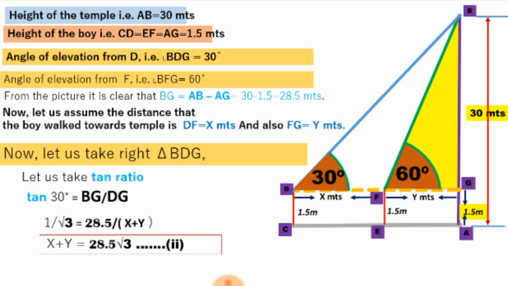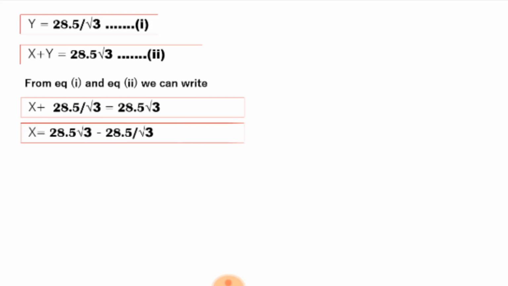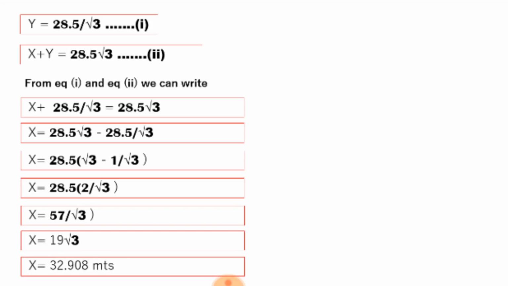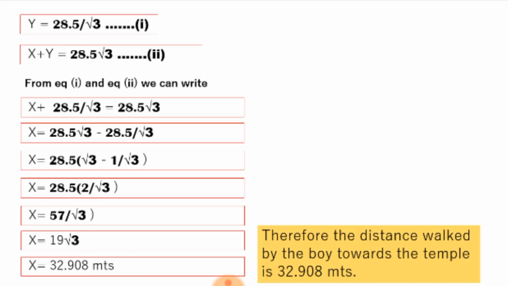Now from equation 1 we have y equals 28.5 by root 3, and from equation 2 we have x plus y equals 28.5 root 3. So if we substitute the y value in the second equation, we get x plus 28.5 by root 3 equals 28.5 into root 3. Now on simplifying this we get the x value as 19 root 3 meters. If we substitute the approximate value of root 3 as 1.732, we get the x value as 32.908 meters. Therefore the distance walked by the boy towards the temple is 32.908 meters.